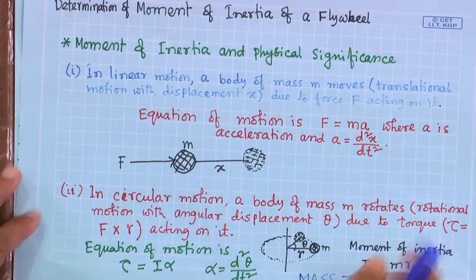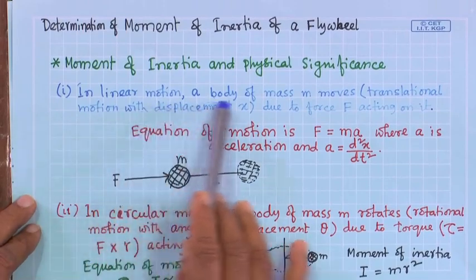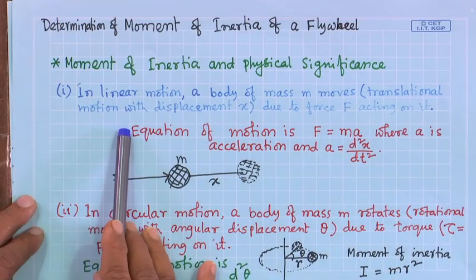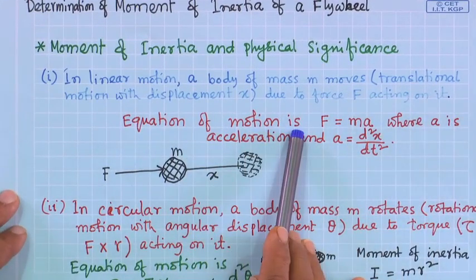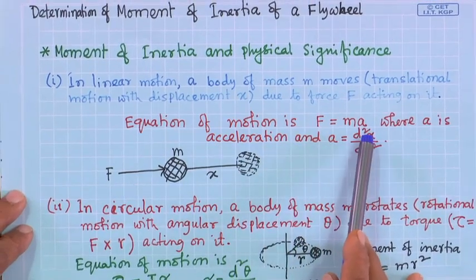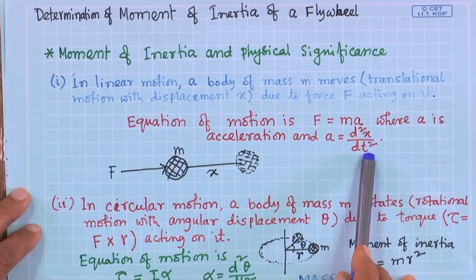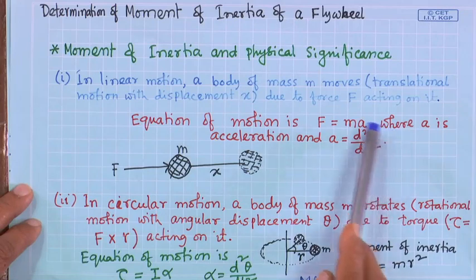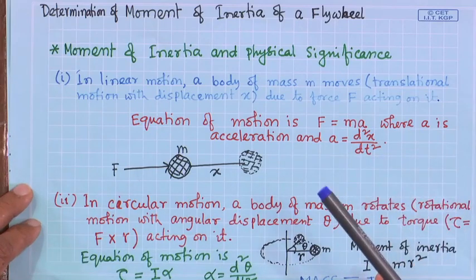So, moment of inertia and its physical significance. In linear motion, a body of mass m moves, that is basically a translational motion with displacement x due to force F acting on it. So, the equation of motion is F equal to m a, where a is the acceleration and a equals the differential form d 2 x by d t square, right. So, frequently we write the equation of motion as m d 2 x by d t square equal to the force applied on the body.